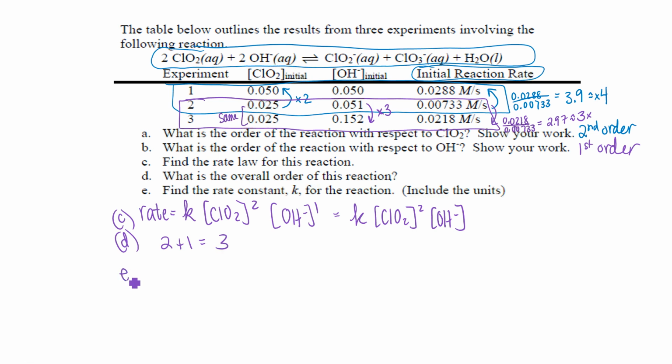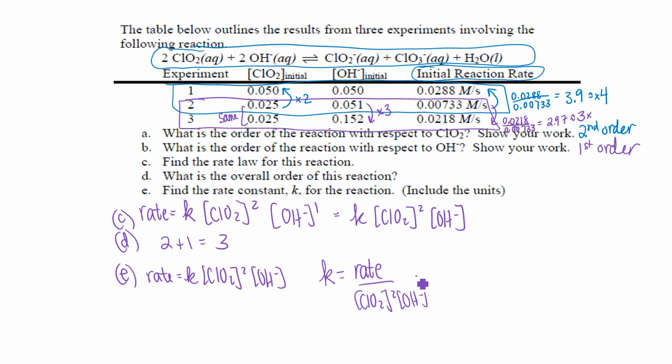And now let's find the rate constant. So what we're going to do is we're going to take this rate law, again, which is rate equals K times ClO2 squared times OH, and we're going to rearrange it to solve for K. So K equals rate divided by ClO2 squared times hydroxide. And then we're going to actually plug in some values from our data set. And it doesn't matter which set of data we use. You can use experiment 1 or 2 or 3.